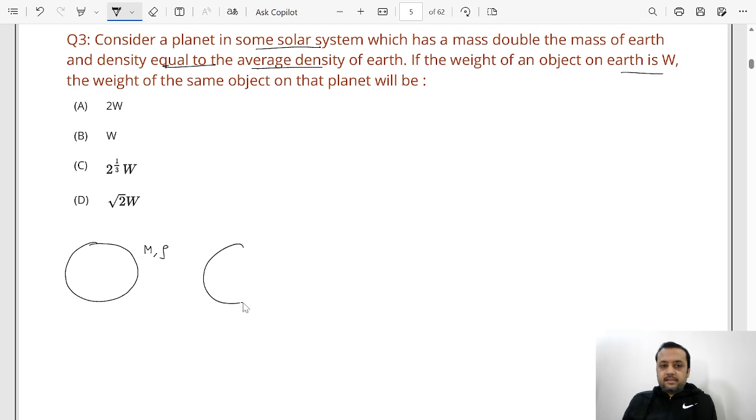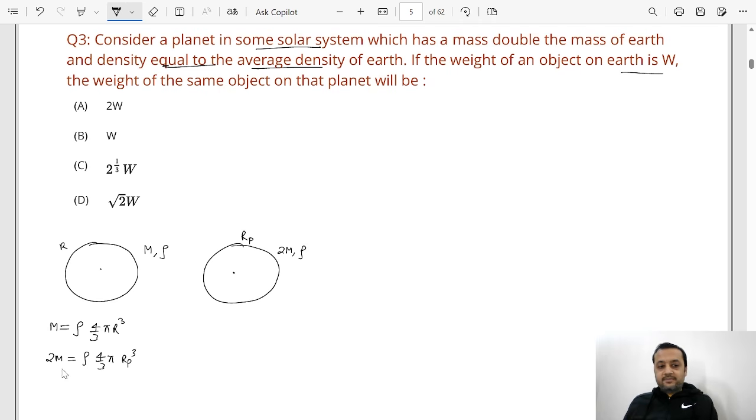Okay, and let us say this is the alien planet, whose mass is double the mass of the Earth. That means the mass will be 2M, and density is also rho. Okay, so if I call the radius of the Earth r, the radius of this planet will be, let us say, rp. So basically look, mass we know is density into volume. So for the Earth, mass of Earth M is equal to density into 4 by 3 pi r cube. Okay, so basically this mass will be 2M, that will be equal to density, which is rho, into 4 by 3 pi into rp cube, right?